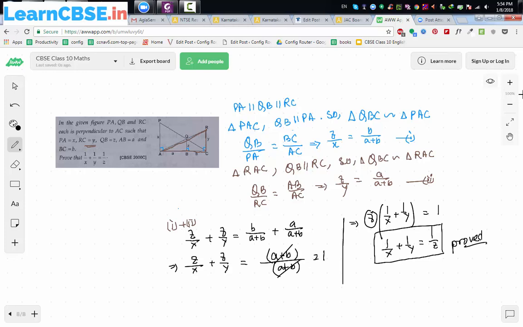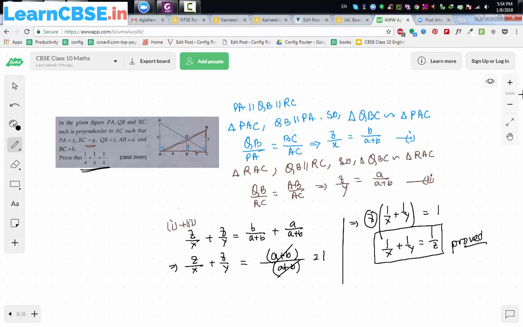True. So this is what I need to prove: 1/X plus 1/Y equals 1/Z. That is what we have in the Thales theorem and the basic proportionality theorem. There are a lot of questions which can come from these two portions, and it is a very important portion in CBSE 10th.